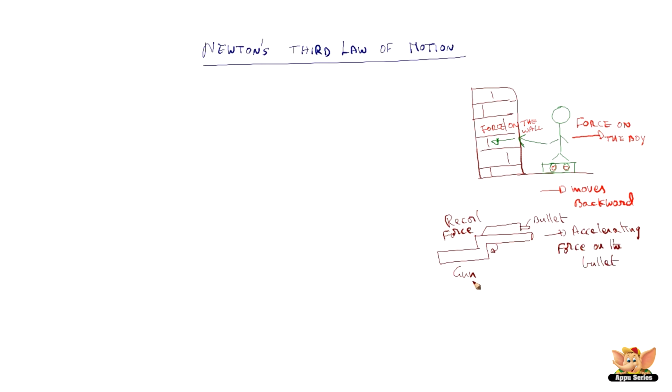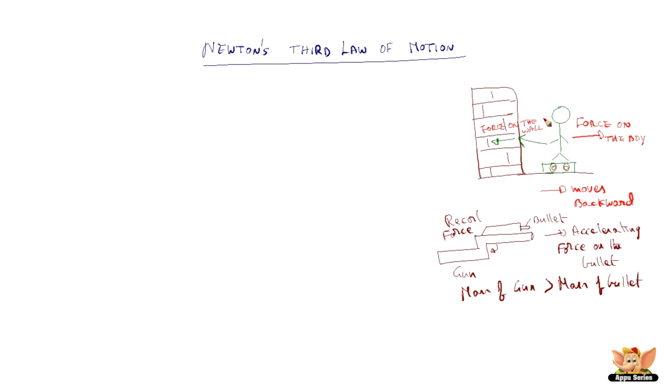Again, in this example, there are two forces. The bullet accelerates and moves forward with a force, and the gun moves back with a recoil force. There is less acceleration by the gun. We don't see the gun moving too much because the mass of the gun is higher than the mass of the bullet, because of which we see less acceleration by the gun and more acceleration by the bullet.